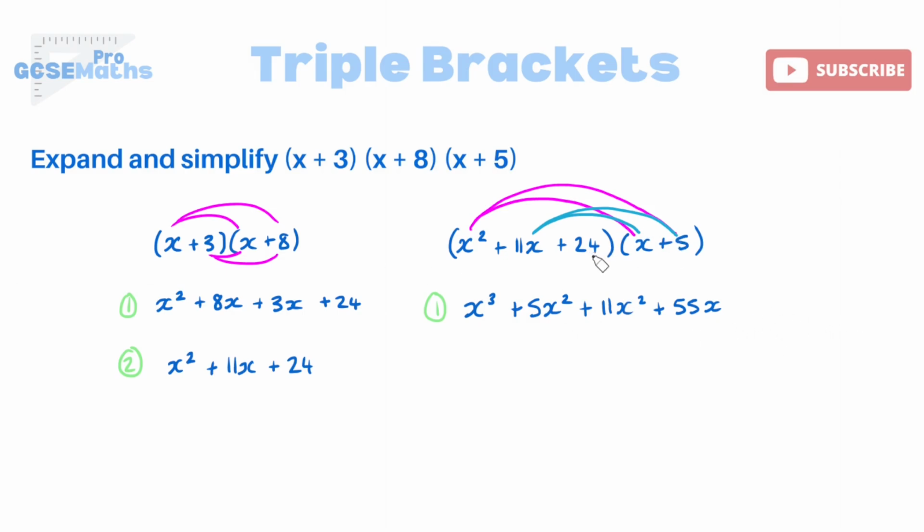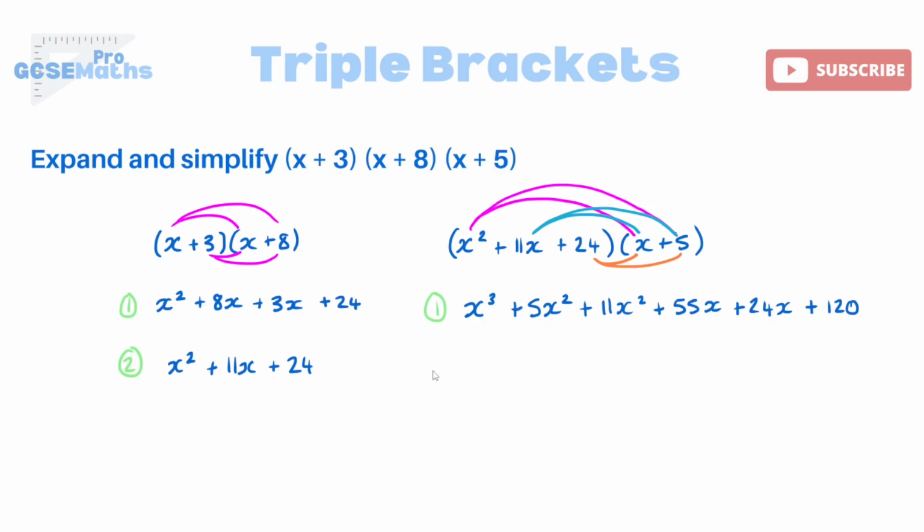And hopefully you can see that's obviously from the 24, multiplied by both terms in the other bracket. So 24 times x is 24x. And finally, 24 times 5 is 120. So, do you see how not only do I have 6 lines, 1, 2, 3, 4, 5, 6, or 3 pairs of 2, I've also then got 6 terms, 1, 2, 3, 4, 5, 6. So I know I'm not missing anything, there should be 6.